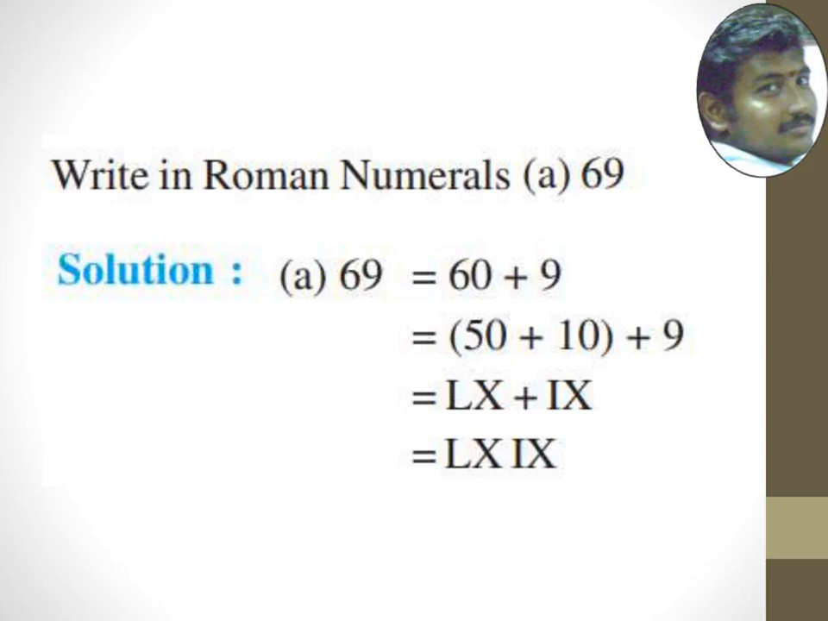Write in Roman numerals 69. 69 we can write as 60 plus 9. 60 means 50 plus 10, so LX. 9 means IX. So together you write LXIX. We get 69. Hope you understand how to change a Hindu-Arabic numeral to a Roman numeral.